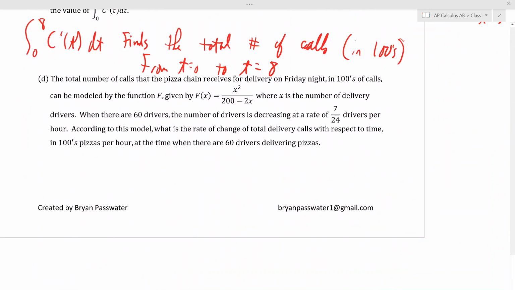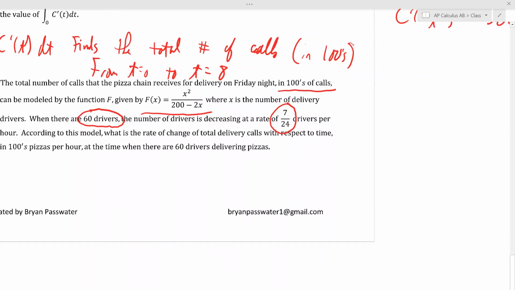All right. This is them doing a little related rates kind of thing to us here. Okay, so they're saying the total number of calls they receive on a Friday night in hundreds of calls can be modeled by this function. Boom. Where X is the number of delivery drivers. So basically, for some reason, the number of calls they get is dependent upon the number of delivery drivers they have. Okay, which seems like it should be the other way around, but whatever. So when there are 60 drivers, that's X. When X is 60 is what they're giving us, the number of drivers is decreasing for whatever reason at 7/24. So let's pay attention to our units here.